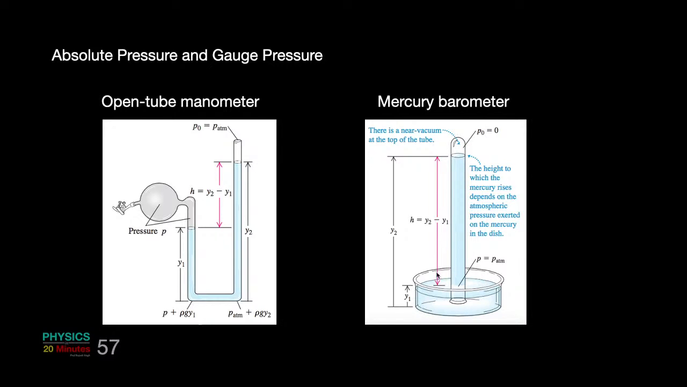The atmospheric pressure works on the tub water or tub liquid while the mass of the liquid column acts downward. Soon an equilibrium will be achieved and the height to which the liquid, here mercury, rises depends on how much atmospheric pressure is there. So by knowing this height, you can measure the atmospheric pressure. And this area does not have any fluid. So it is a near vacuum at the top of the tube.